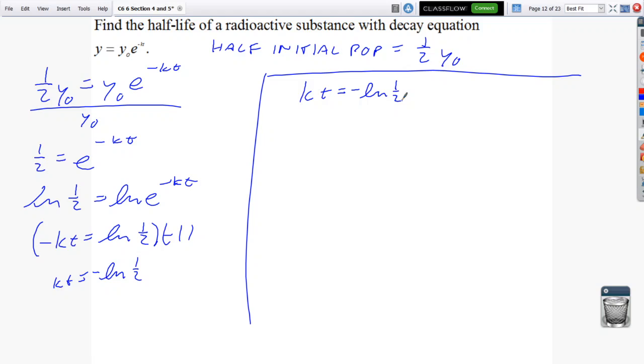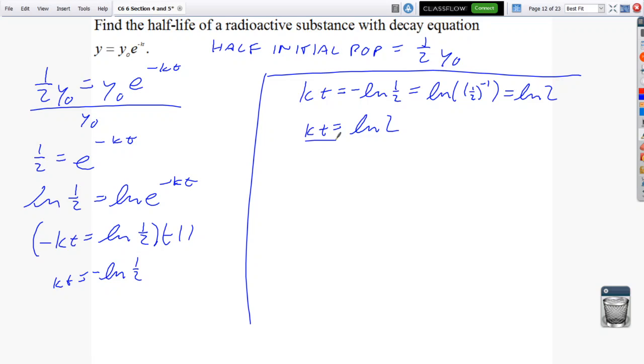Now I see that negative ln of 1/2. I don't like negatives hanging out in front of ln's, so I'm just going to bring that negative one coefficient up to my exponent in here. So it's going to be ln of 1/2 to the negative first power. Well, 1/2 to the negative first power is just going to be ln of 2. So now my equation is kt is equal to ln of 2.